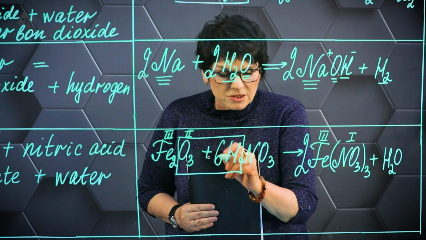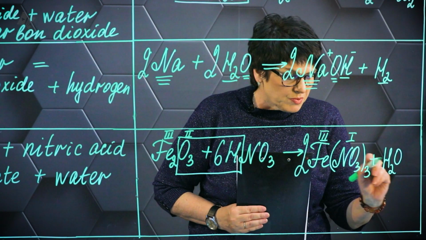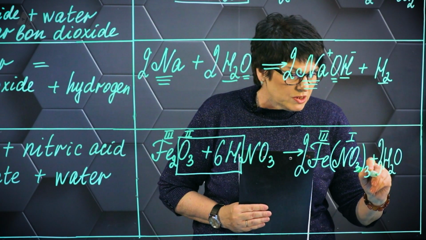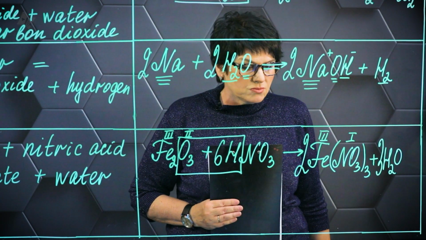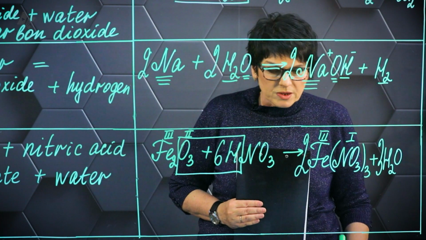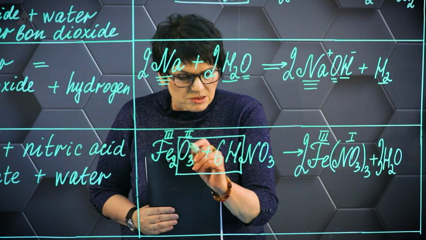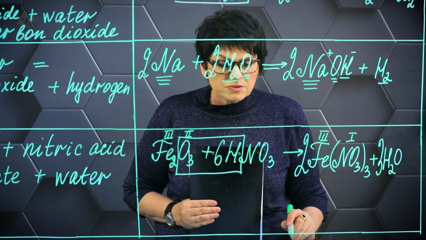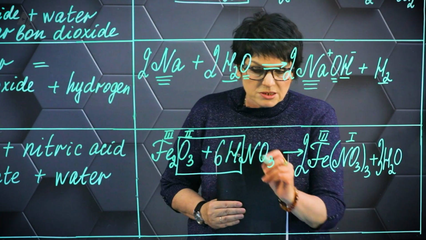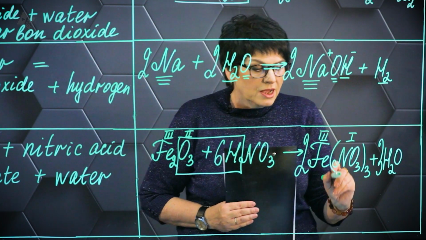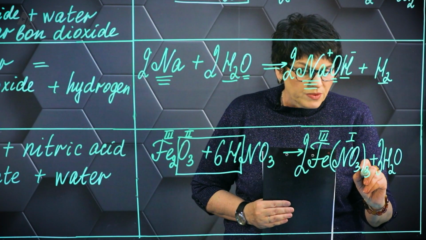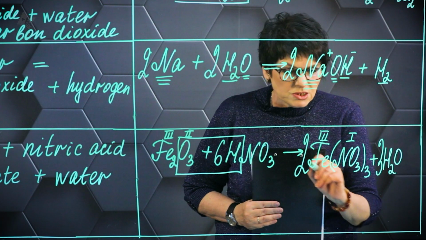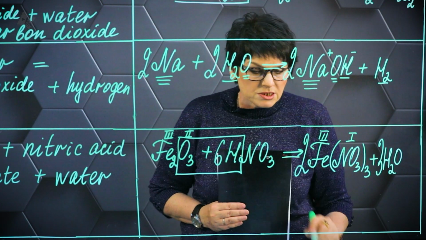Now let's discuss hydrogen. There are 6 hydrogens on the left and 2 on the right. Therefore, prior to the water formula, we place a 3. Check oxygen, 3 O atoms in oxide, also 6 and 3. We have 18, 18 plus 3, 21 O on the left side. On the right side here, there are 9 of them, 2, 18, and another 3, also 21.